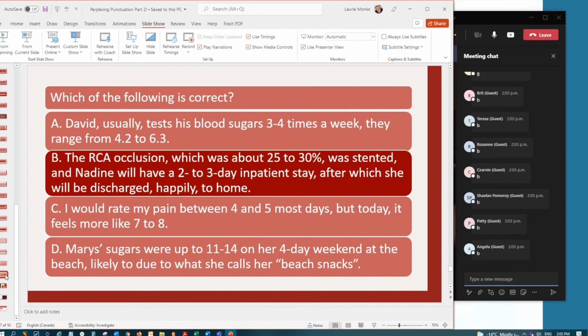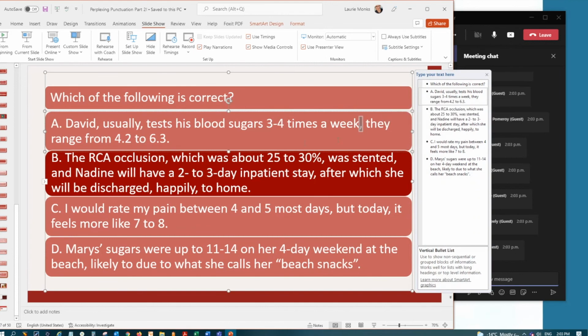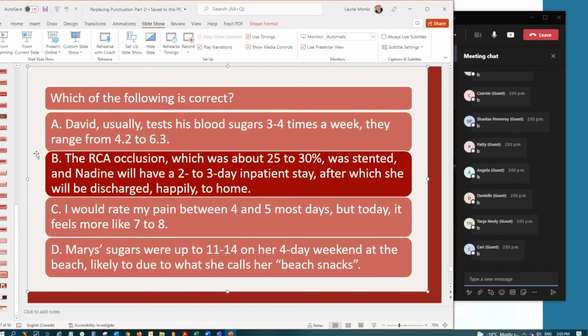Okay, good job. My goodness, you guys, I'm so proud of you. So the first one is incorrect because David usually tests his blood sugars 3 to 4 times a week, comma. So we've got 2 complete sentences with a comma between instead of a period. So that's why that's incorrect.